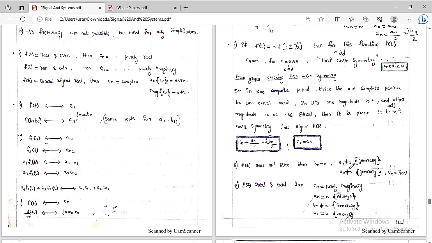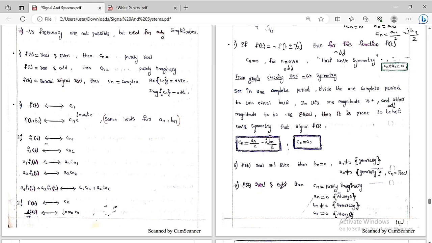As a0 is not equal to 0 and an is not equal to 0, but bn is equal to 0, it means the DC term is going to be present and all the cos terms are going to be present, but all the sine terms are absent. Then what is Cn? Cn is equal to an by 2 minus j bn by 2. See, if bn is equal to 0, then Cn is nothing but an by 2, which is real. So Cn is purely real in nature.